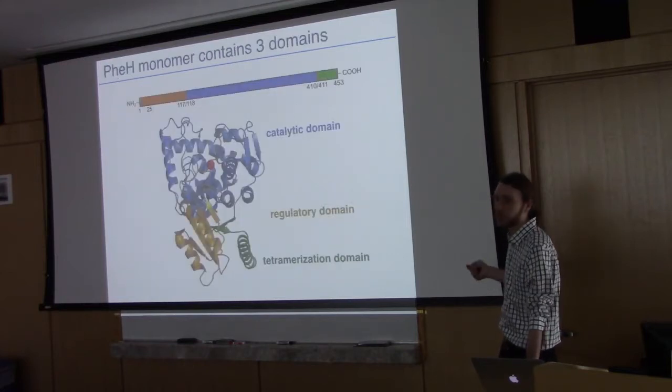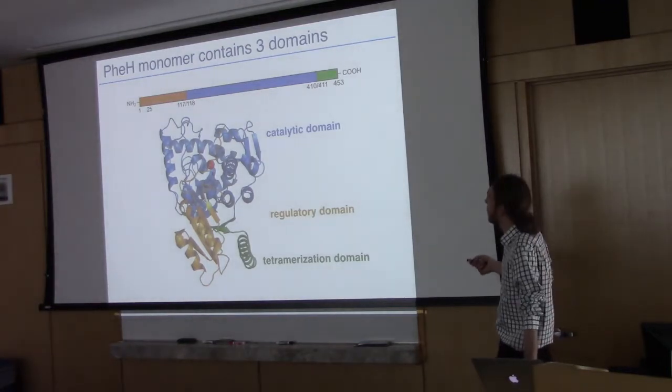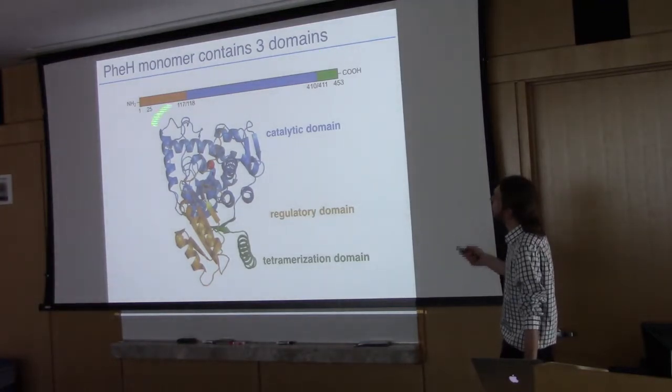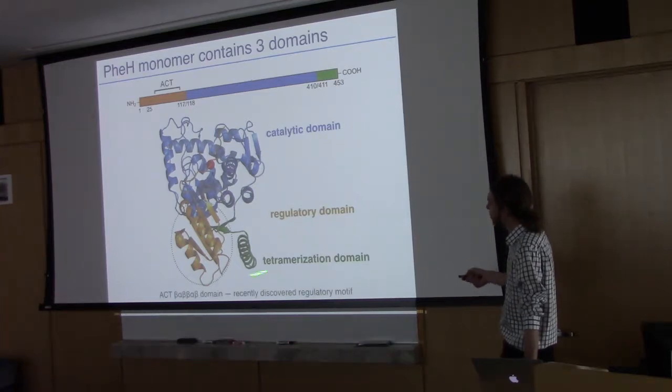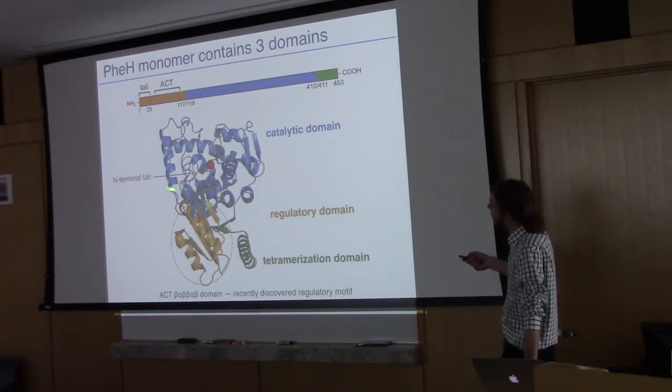I'm just going to give you a quick tour of the structure so you know what domains I'm talking about. So the pH monomer has 3 domains. It has an N-terminal regulatory domain and a catalytic domain, which is where all the catalytic residues are located, and then a tetramerization domain. This regulatory domain is part of a recently discovered family called the ACT domain. It's a recently discovered regulatory motif. And it has an N-terminal tail that extends across the active site.